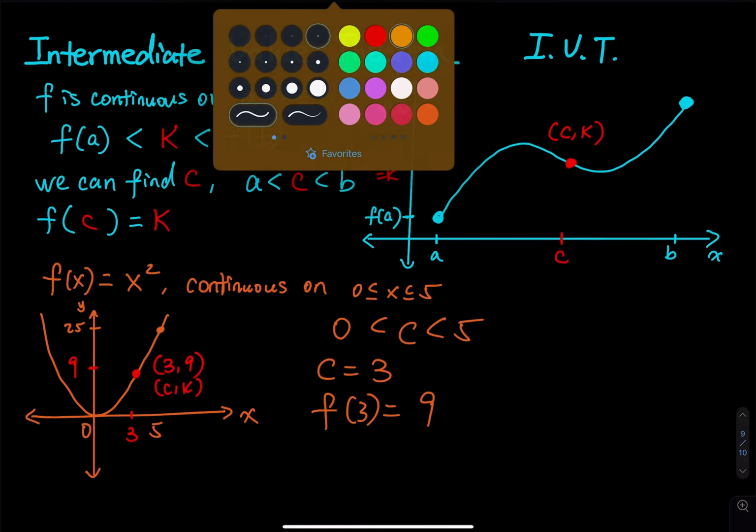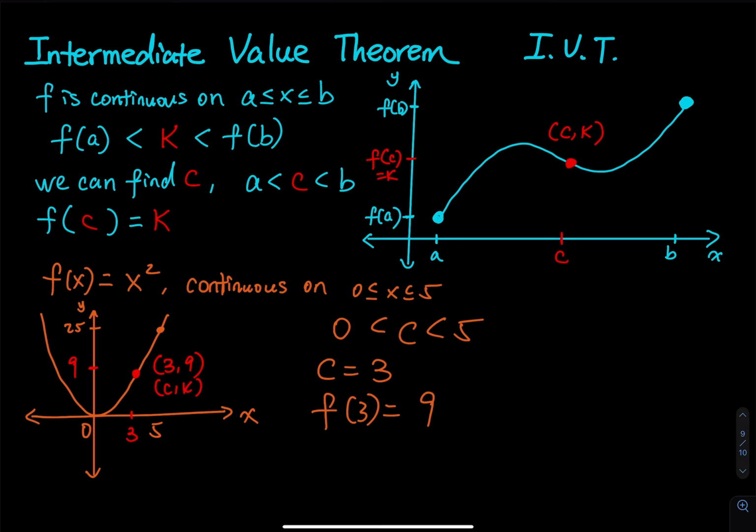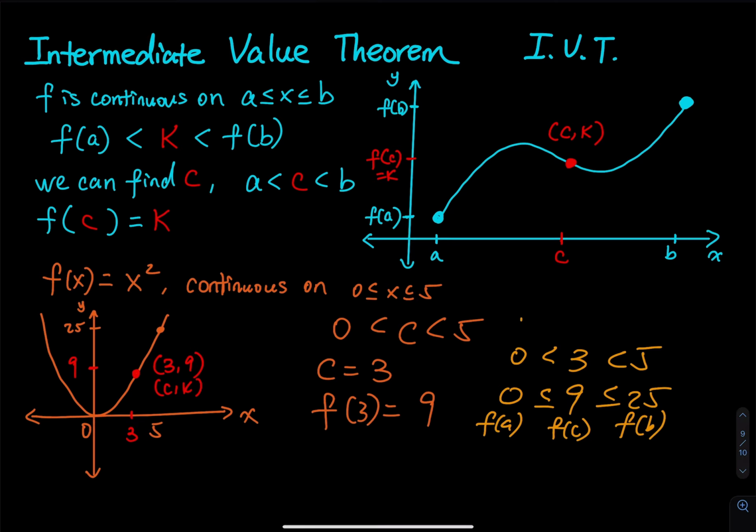So let's finish this. We have 3 is between 0 and 5, and 9 is between 0 and 25. Obviously this is f of a, this is f of b, and this is f of c, and this is a, this is b, and this is c. That's what the intermediate value theorem says. Usually the type of problem that they ask you on homework and exams is this.